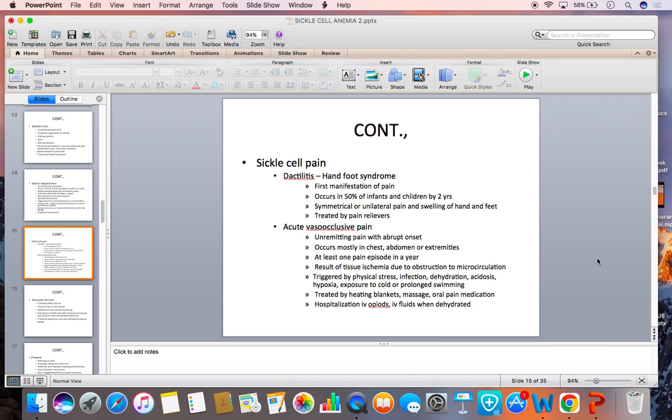Symmetrical or unilateral pain and swelling of the hand and foot. Treated by pain relievers. Next is the acute vaso-occlusive pain. The pain is severe, unremitting, with abrupt onset. It occurs mostly in the chest, abdomen, and extremities.